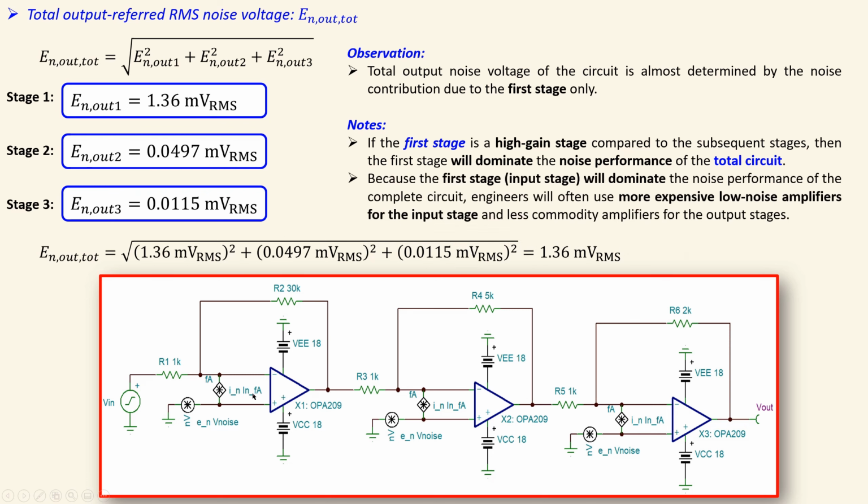And because that is most of the time the case, the input stage will dominate the noise performance of the total circuit. Engineers will often use more expensive low noise amplifiers for the input stage, and not that expensive ones for the second and the third stage, and also later stages. That's most of the time done. So the input stage will be most of the time designed as a very low noise amplifier.